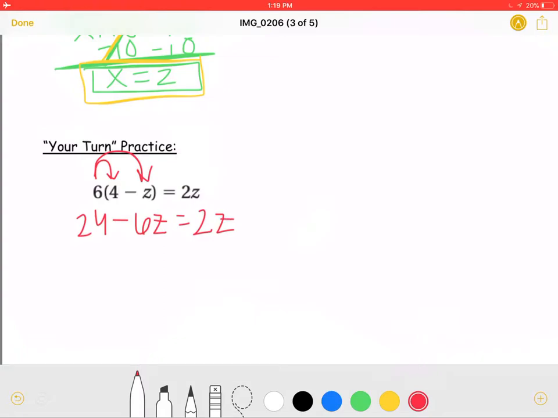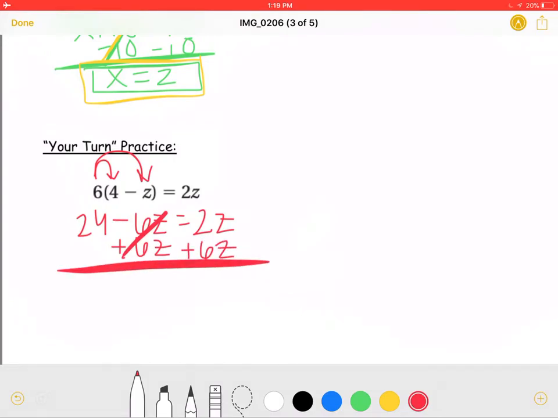Now I notice there's a z on the left side and a z on the right side. I want to get that negative 6z away from the constant. Because remember, we want our constants on one side and our variables on the other. So I'm going to add 6z to both sides.